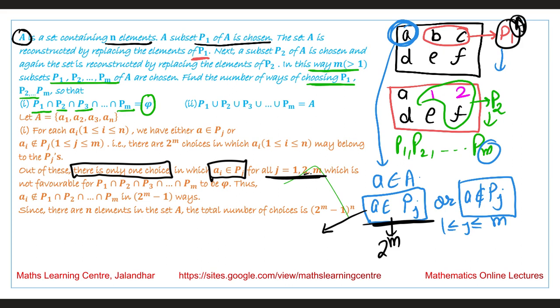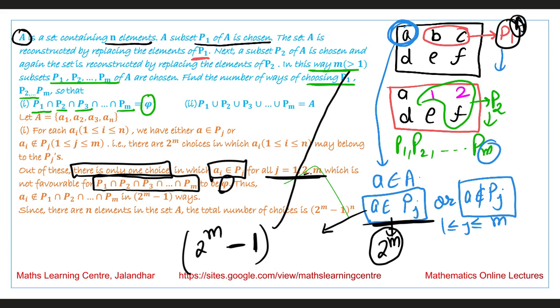That is, we are talking about the case when we are choosing this P1 as the complete set A. In that particular case, P1 intersection P2 intersection Pm, we are saying that will not be equal to the empty set. So we have a total number of options, 2 raised to the power m, out of which one is not favorable. These are the number of cases corresponding to the element A.